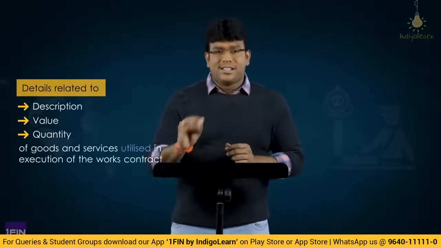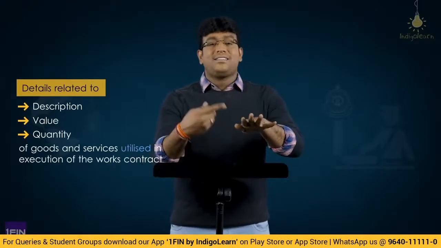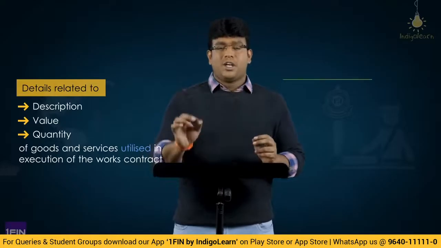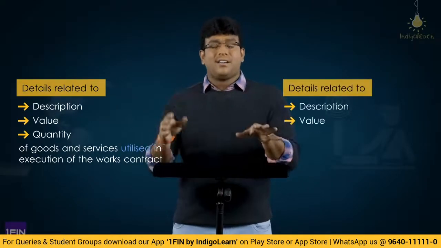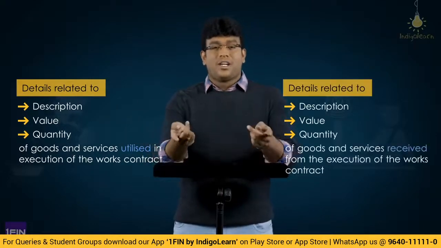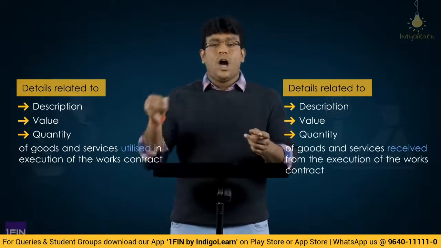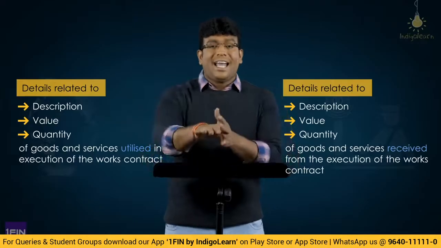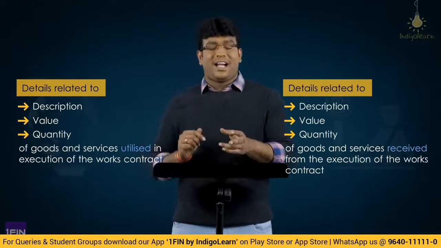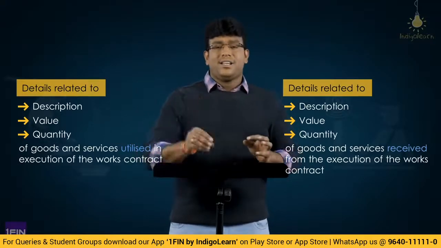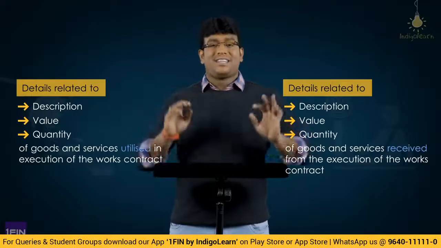And he should also maintain the details of quantity, value, description of the goods and services utilized in execution of the works contract. Please understand, the second point I told you: description, quantity and value of the goods and services received in execution of the works contract. Third point I told: details of description, quantity, value of the goods and services utilized in execution of the works contract. So the second record is related to the goods received. The third record is related to the goods which have been utilized.